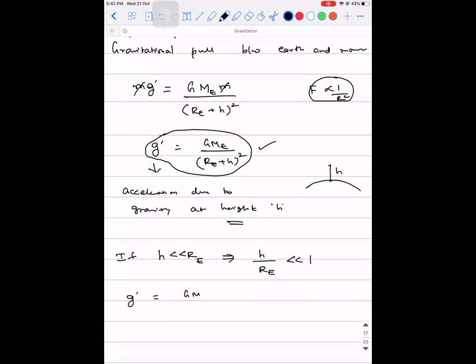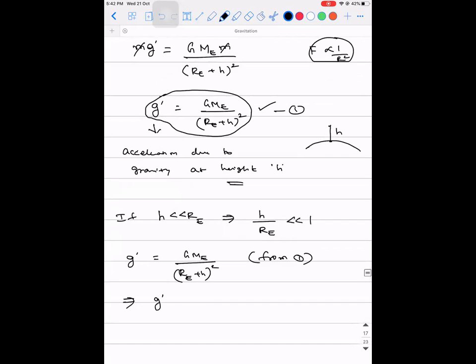So when that happens, let's see what the value is. G dash is equal to G into ME divided by (RE plus H) the whole square. This is from 1. So from this we can write G dash is equal to G into ME divided by, if I take RE outside, RE square into (1 plus H divided by RE) the whole square. Did you guys understand what I did? I just took RE outside, which came out as RE square. Then inside it is 1 plus H by RE.